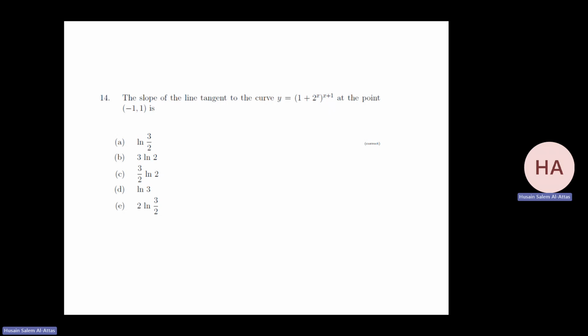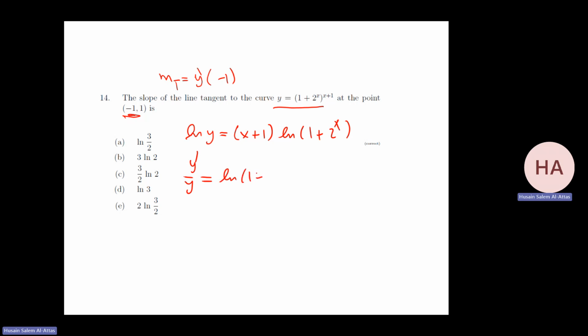Okay, the slope of the line tangent to this curve at this point. I need y prime at minus 1. That will be the slope of the tangent. So take ln. To do that, be careful. I have y equals (x plus 1)^(ln(1 plus 2^x)). Differentiate: y prime over y. This is 1 times ln(1 plus 2^x) plus, product of two functions, (x plus 1) times 2^x ln 2 over (1 plus 2^x).